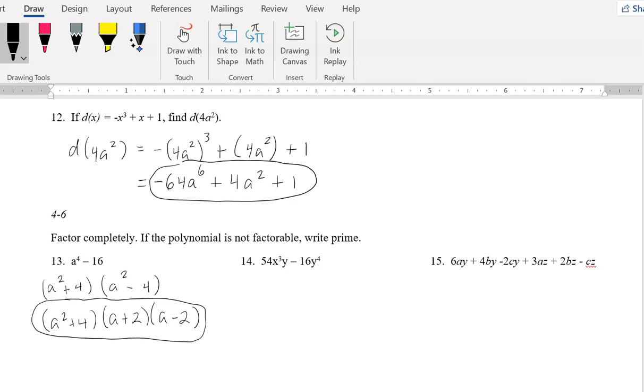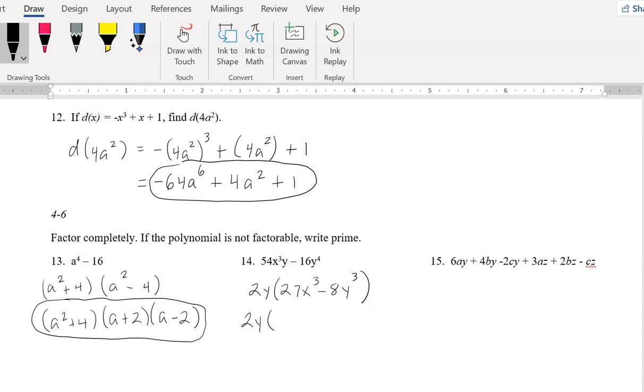All right, number 14, just a reminder that when you're factoring, always look for a GCF first, and there is one. You can divide both of the numbers by 2, and you also have common variable y. So when we factor out 2y, we get 27x to the 3rd minus 8y to the 3rd. Now within the parentheses, we have that special case of the difference between two perfect cubes. So bring down the 2y, it's still part of the factoring.